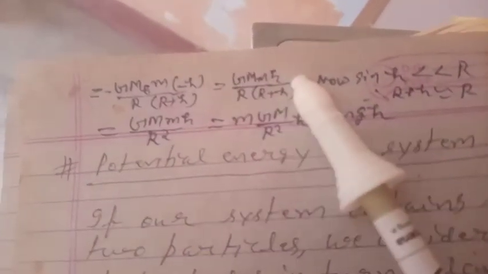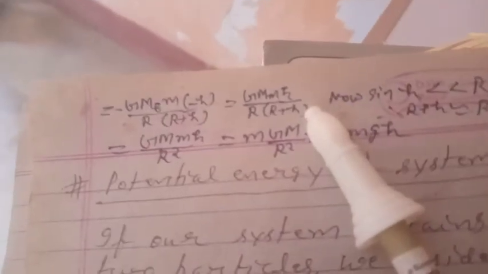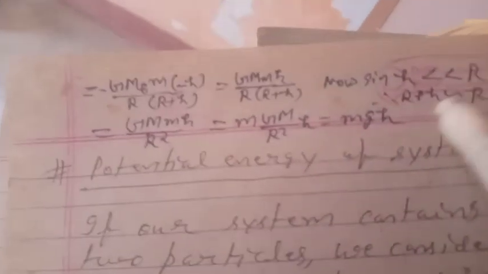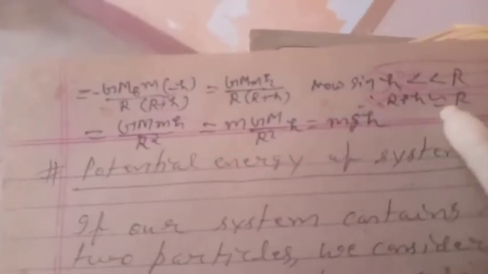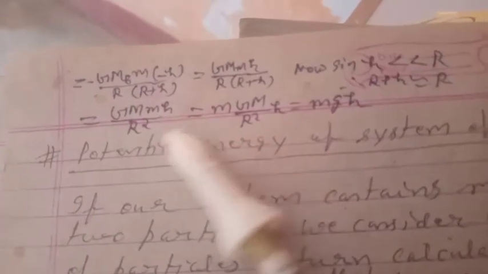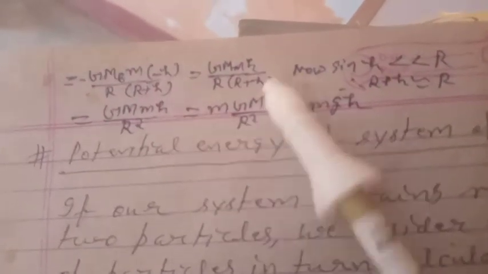So solving this, finally we get g M m h by r into r plus h. Since h is very less than r, hence r plus h is equivalent to r. So we have G M m into h by r square equals m into GM by r square into h, or m into g into h, where GM by r square equals g.